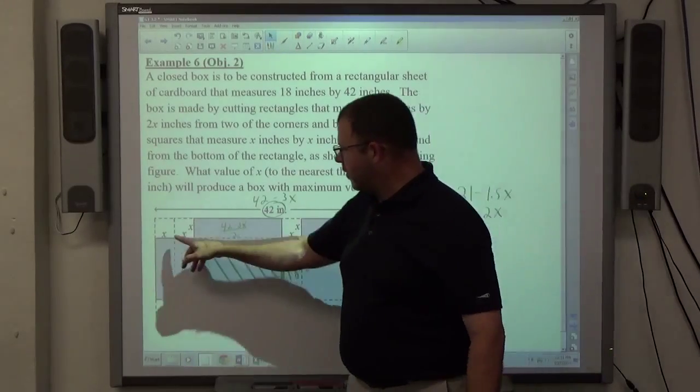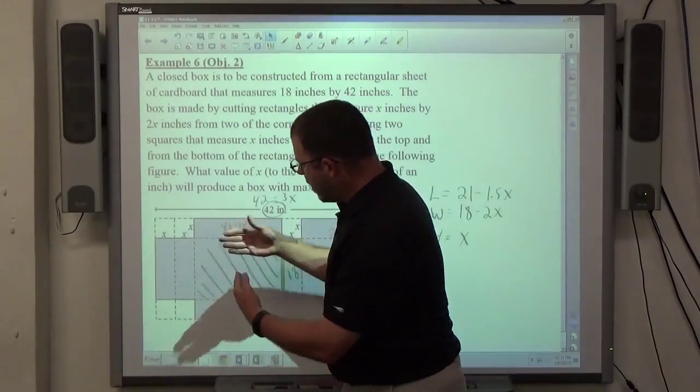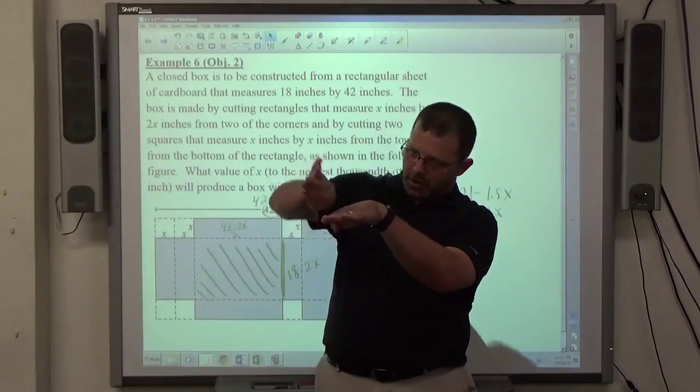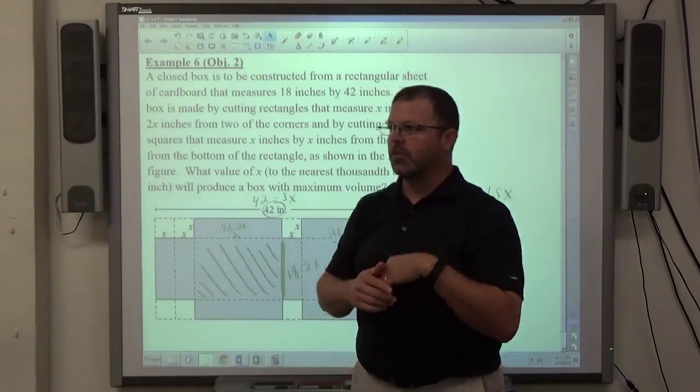Okay. And again, sometimes people see x, x, maybe it's 2x, but everywhere there's a dotted line is where it's going to be folded. So it's going to be folded up and then back over, so it just has a reinforced side. There's what's going on there.